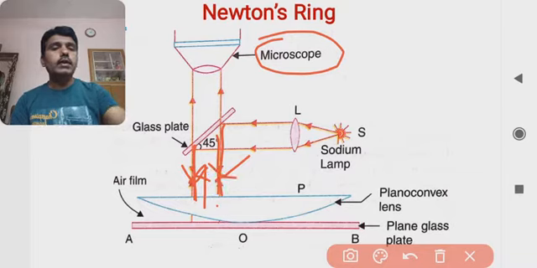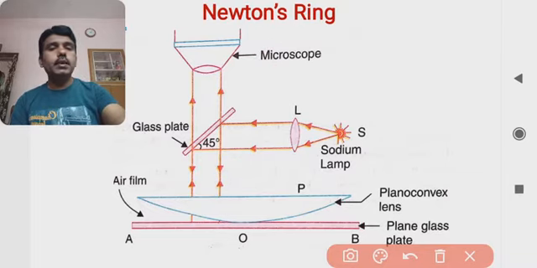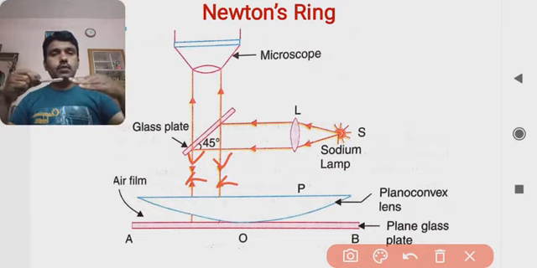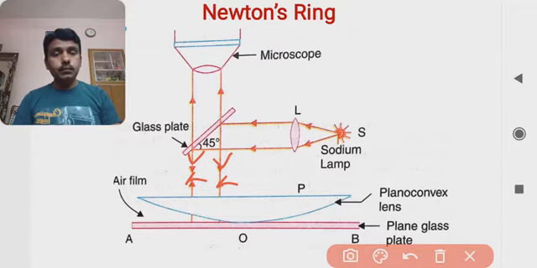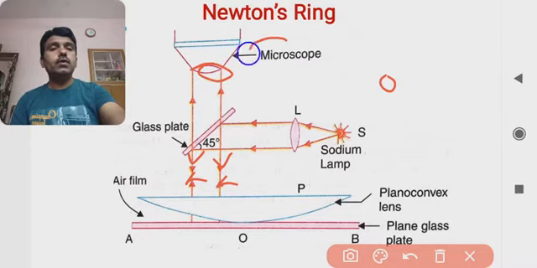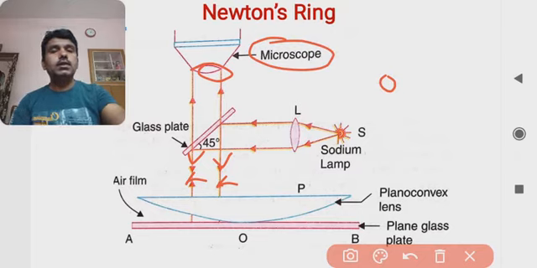So reflected rays will also be in the same direction. This is the case: the incident rays and the reflected rays are in the same direction. So there is a superposition of these two waves, light waves we can say in a simple way. And due to that superposition, the interference pattern will be formed, dark and bright fringes will be produced, and that can be seen through this microscope, which is situated exactly upright in the same direction.